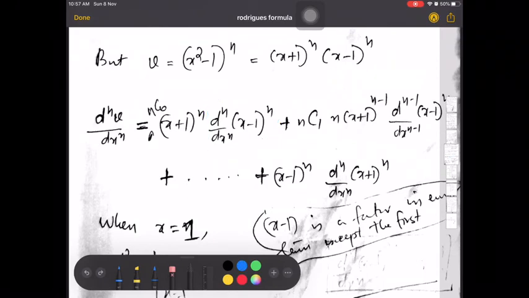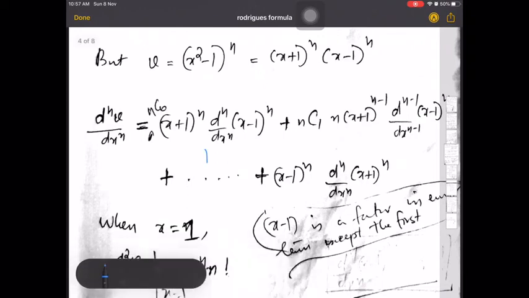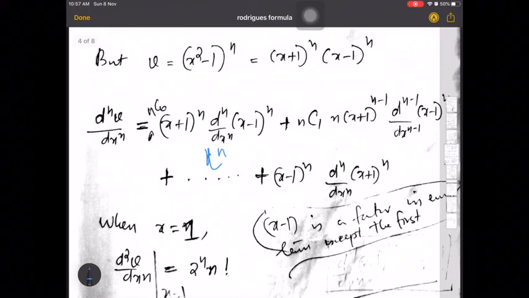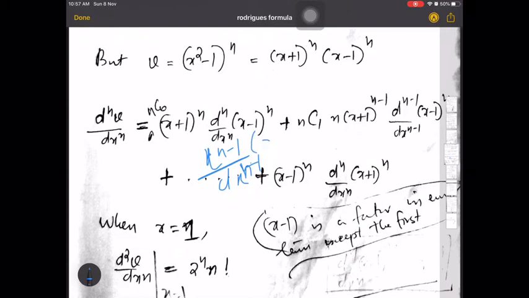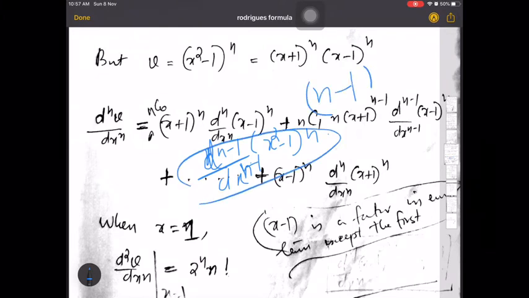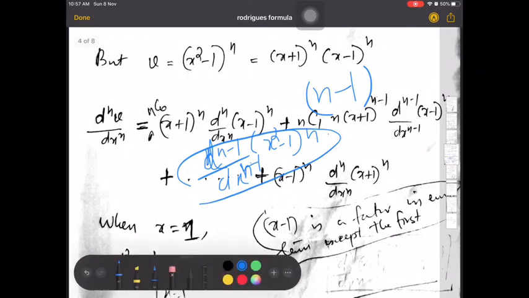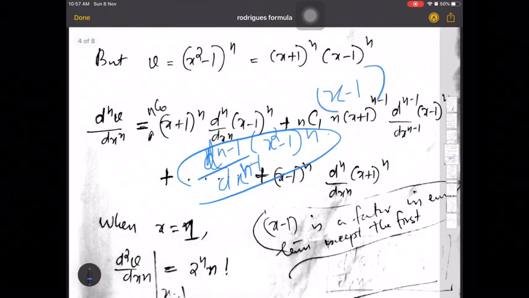Then this is n factorial, but when you take the n minus 1th derivative of x square minus 1 to the power n, d n minus 1 by dx to the power n minus 1, you will have an x minus 1 term here, and all these terms contain the x minus 1.